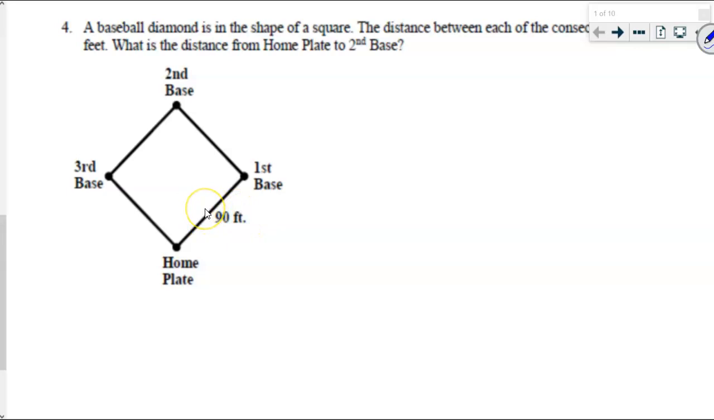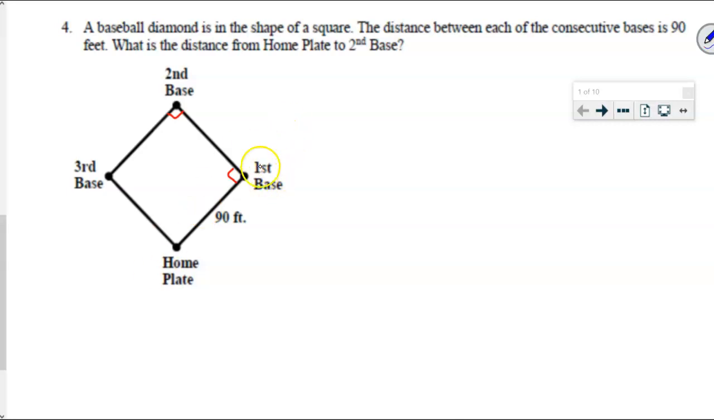We want to know, well, let's start with what we are told. A baseball diamond is actually not a diamond. It is a square. And because it's a square, we know that these angles are what? 90 degrees. They're right angles. And it tells us that the distance between consecutive bases, meaning first to second, second to third, home plate to first, meaning in a row, is 90 feet.